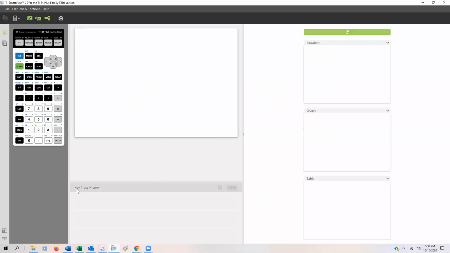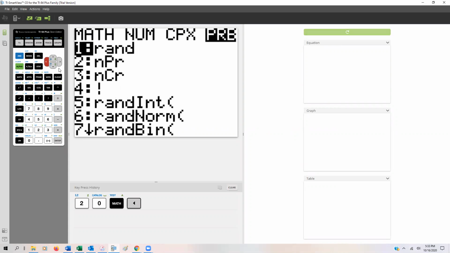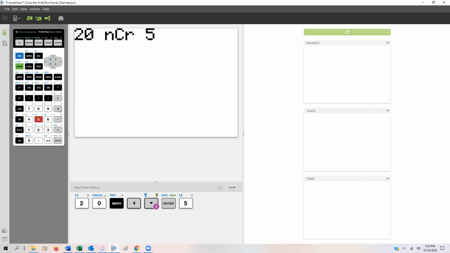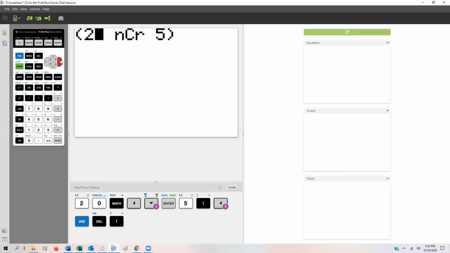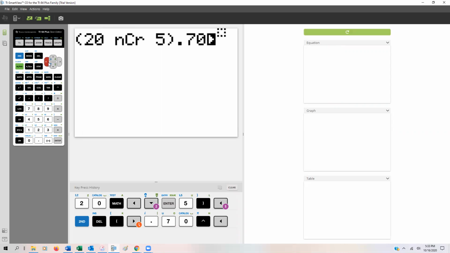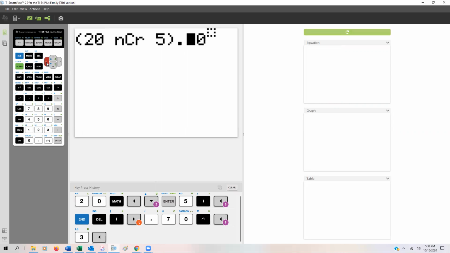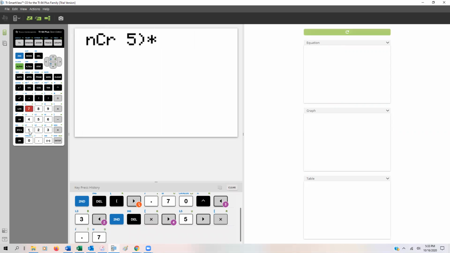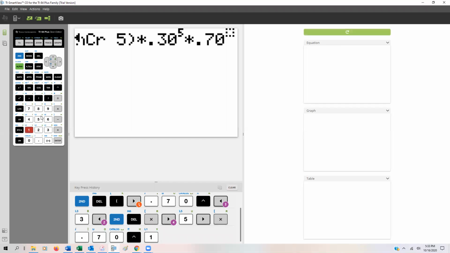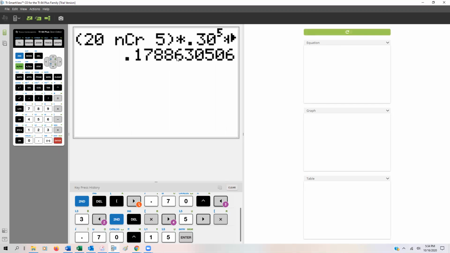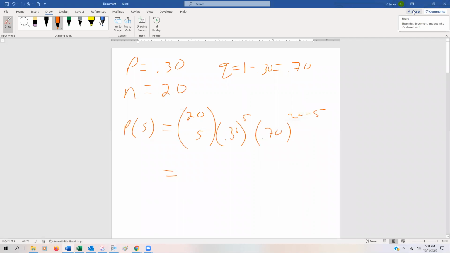So I'm going to go ahead and do that. I'm going to say 20 math combination 5, and then we're going to multiply that. I should have put parentheses around it, so excuse me. So we have 20 math 5, and then 0.3, not 0.7, raised to the fifth. So times 0.30 to the fifth, and then we multiply that by 0.70 raised to the 20 minus 5, which is 15. And we get this probability, 0.17886.